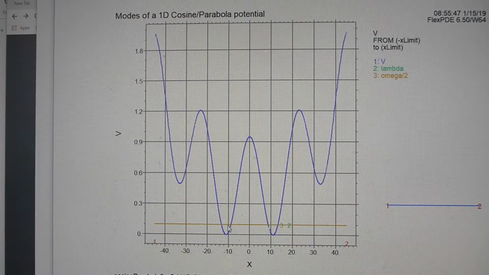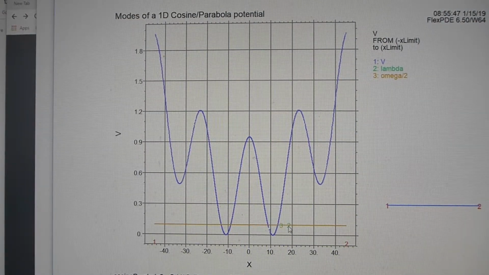potential wells. So I've done that here, and of course the lowest mode of a parabola is h bar times omega over 2. And that's what this is. And also lambda, which is the energy for the lowest mode, is superimposed on that. So you can't see both, curves 2 and 3 are overlapping.